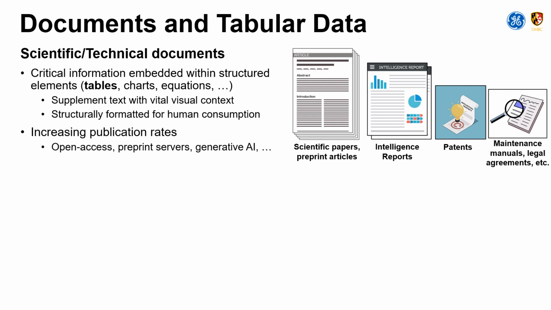A lot of information, as we all know, gets captured and exchanged in the form of documents of various kinds. Some examples listed here. When we think of these documents, we typically think of them as containing a lot of text. Searching over these documents usually almost translates into searching over the textual content of these documents. However, within these documents, there's also a whole lot of critical information that gets densely packed into more structured elements such as tables, graphs, charts, equations, and so on.